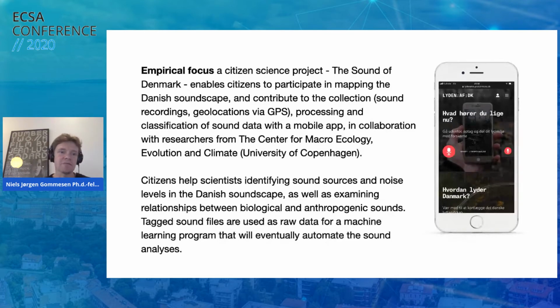So they are tagging sound files and contributing raw data, which is used for training a machine learning program that will eventually automate the sound analysis.